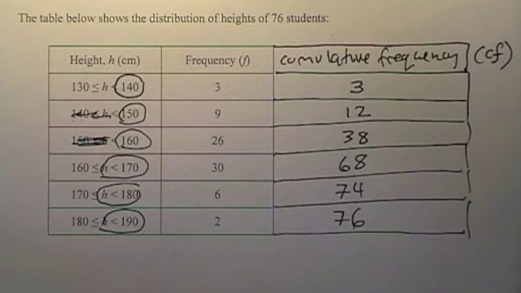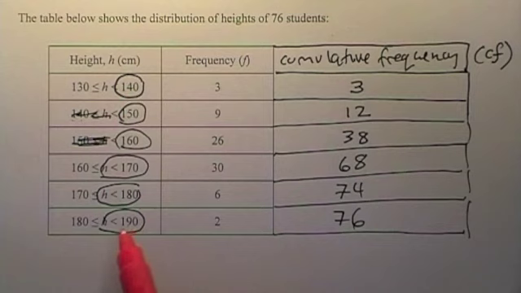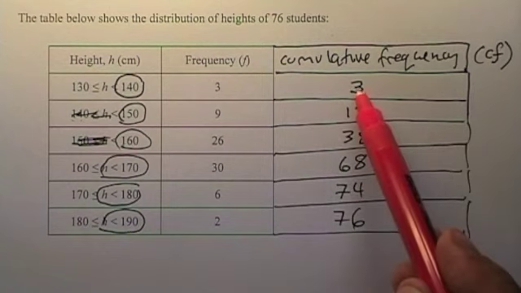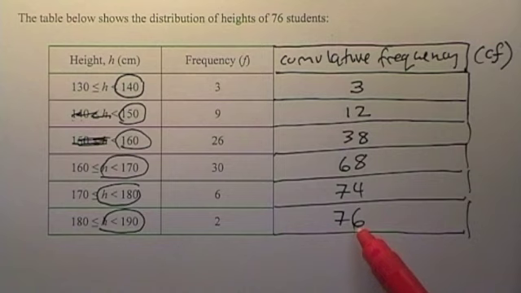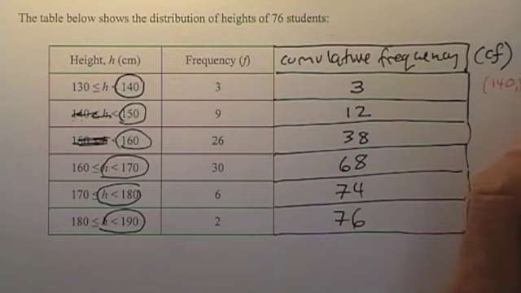If I'm going to plot this on a graph, these are going to be my X values here, going from 140 all the way up to 190, and then my Y values are going to be the actual cumulative frequencies. I'm starting at 3 and going all the way up till 76. I'm going to plot those as coordinates, so my coordinates are going to be 140 and 3. And this one's going to be 150 and 12. This one's going to be 160 and 38, and so on.